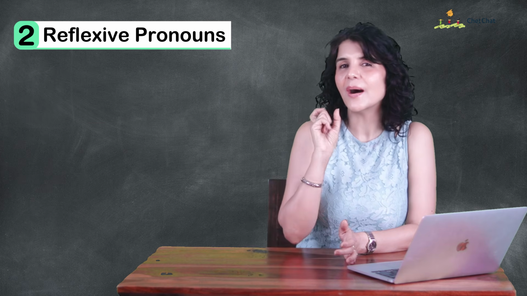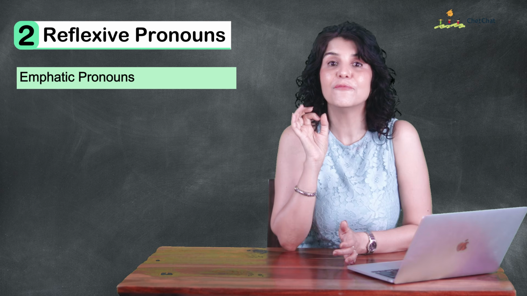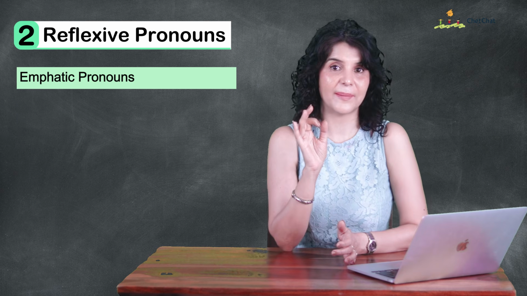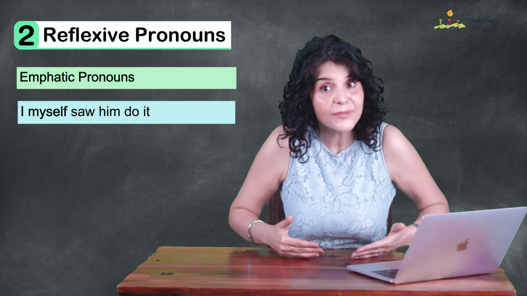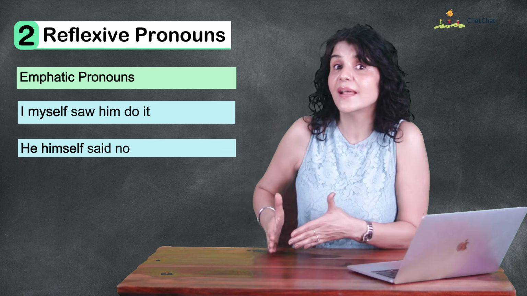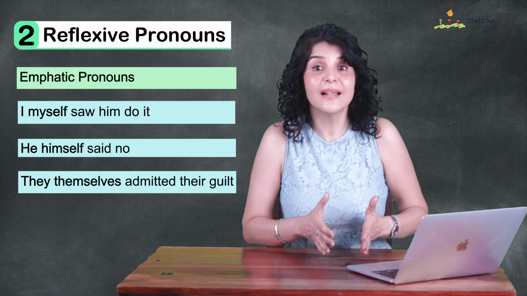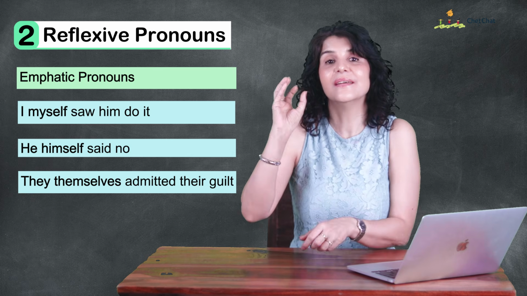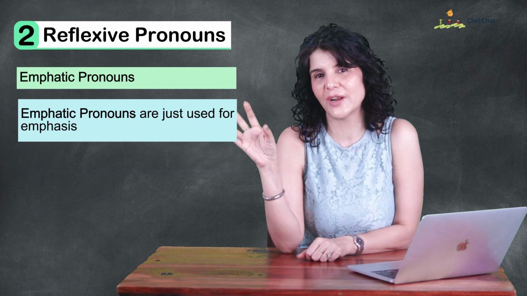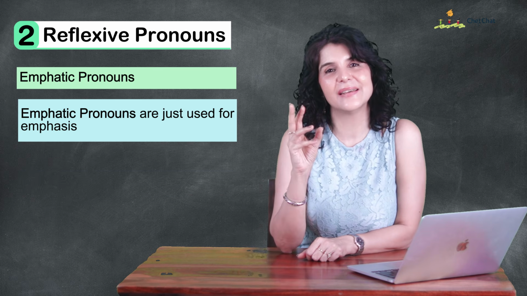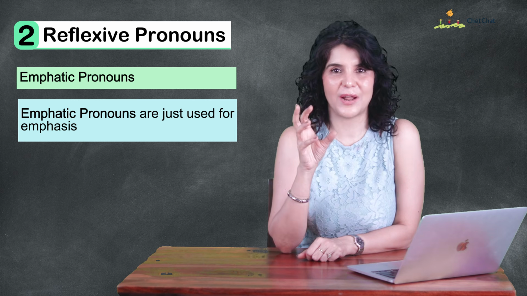Now there is a sub-part of reflexive pronouns called emphatic pronouns. Example, I myself saw him do it. He himself said no. They themselves admitted the guilt. Here the pronouns are just used for emphasis, and that is why they are called emphatic pronouns.